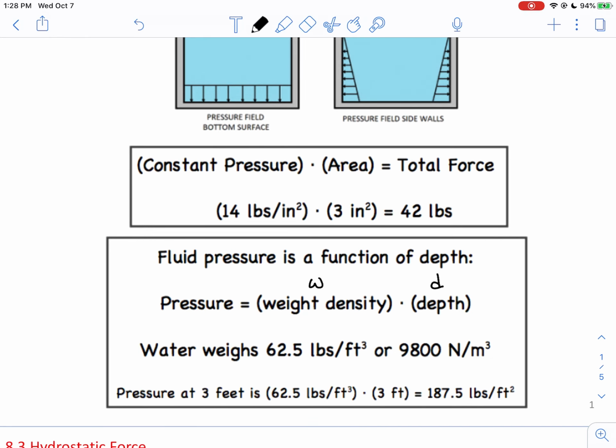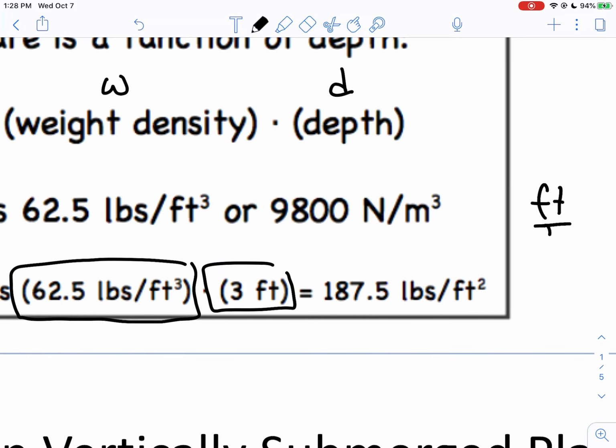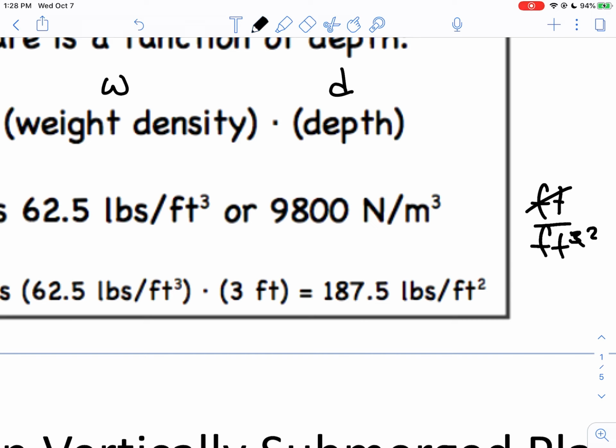Say, what's the pressure at 3 feet deep in water? Well, you would take the weight of water per volume per cubic foot, multiply it by how far down you are, which is 3 feet, multiply the two numerals and you get 187.5, and multiply the two units, you will notice that you get feet over feet cubed. The arithmetic of units leads to per square foot.